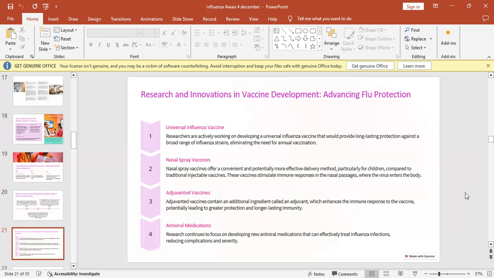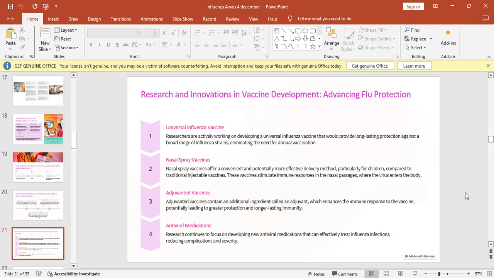Now, research and innovations in vaccine development, advancing flu protection. First is the universal influenza vaccine. Researchers are actively working on developing a universal influenza vaccine that would provide long-lasting protection against a broad range of influenza strains, limiting the need for annual vaccination. Second is the nasal spray vaccine. Nasal spray vaccines offer a convenient and potentially more effective delivery method, particularly for children, compared to traditional injectable vaccines. The vaccines stimulate immune responses in the nasal passages where the virus enters the body.